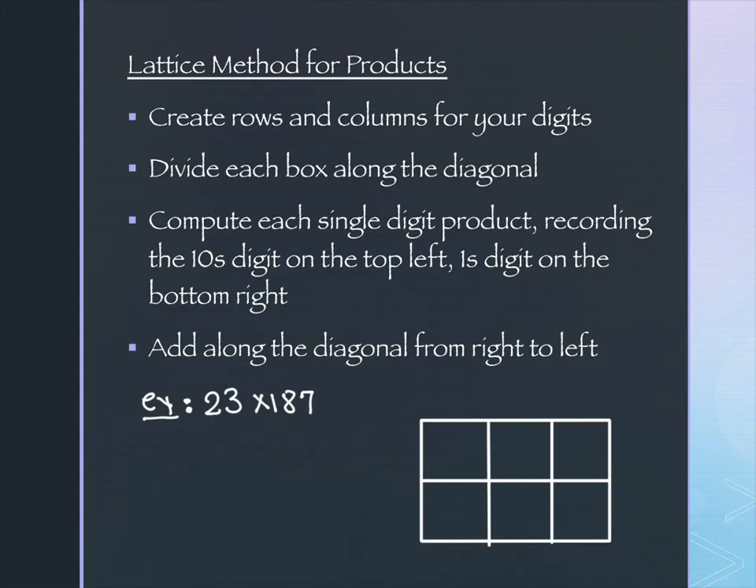The number 23 has to go along the right-hand side if you've made it like this, and then the 187 along the top. And then you split each box diagonally like this. Okay, everybody good so far?